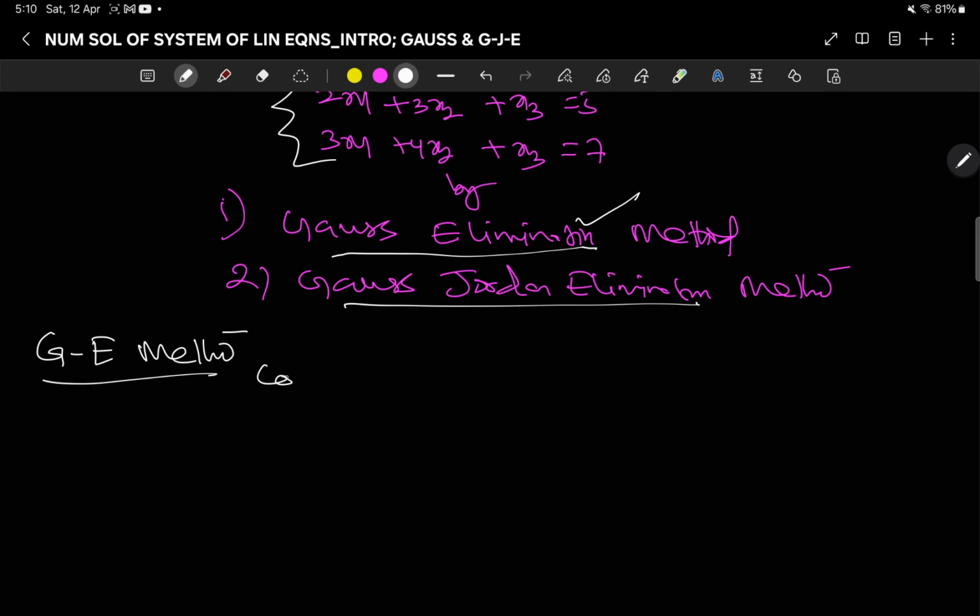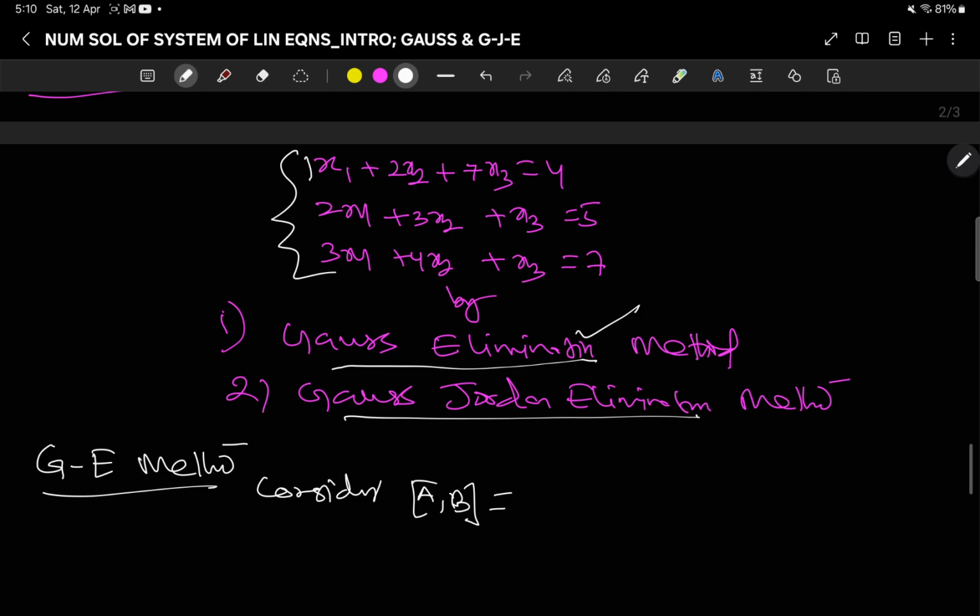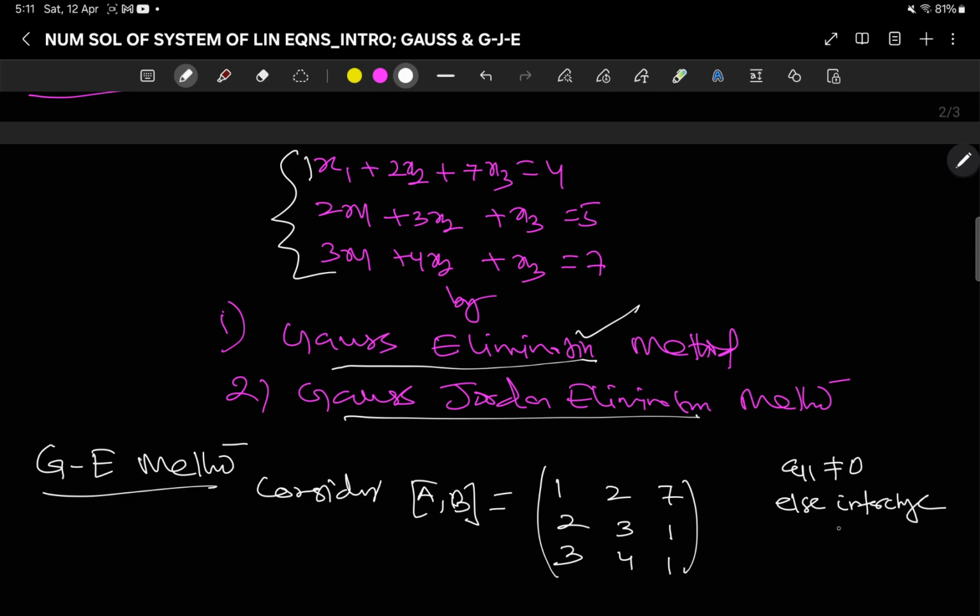Consider the augmented matrix. Consider your augmented matrix AB, just to collect the coefficients: 1 2 7 2 3 1 3 4 1. You ensure here that A11 should not equal 0, otherwise you interchange rows to get A11 not equal to 0. This caution should be there.